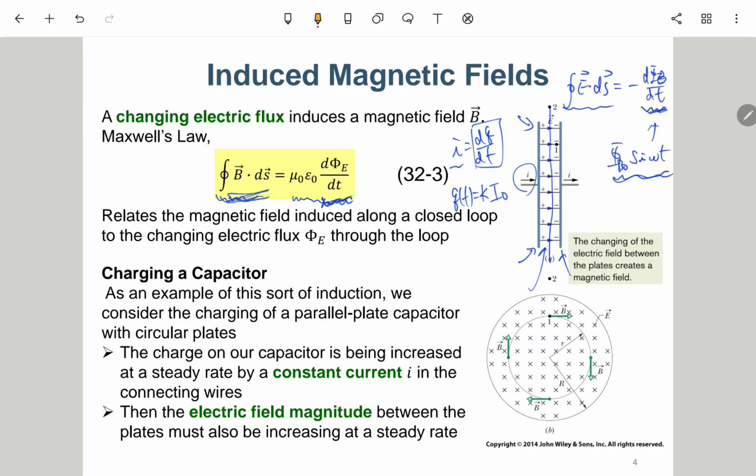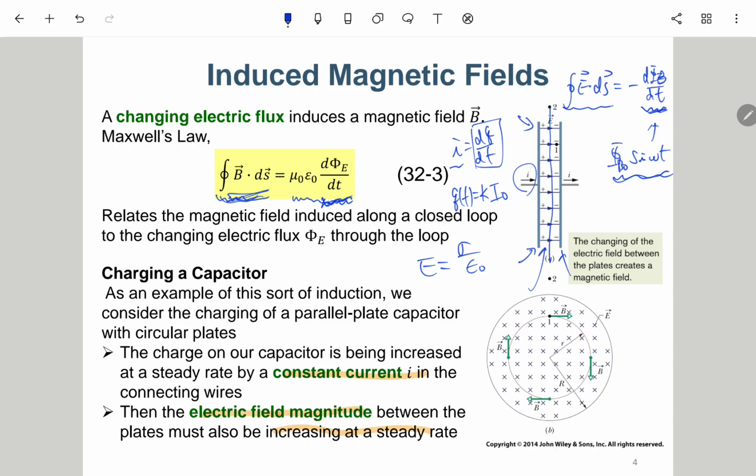It says that if the current is constant, the E field magnitude will also increase at a steady rate, because if you still remember, the E field is sigma over epsilon naught.